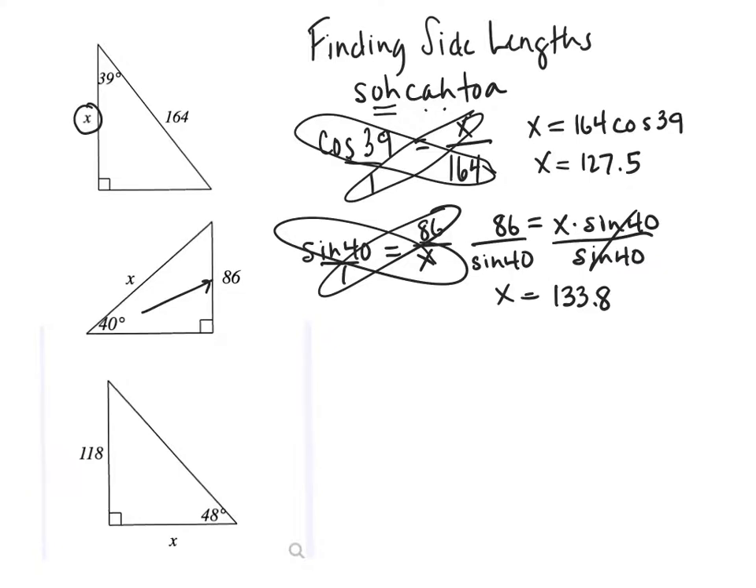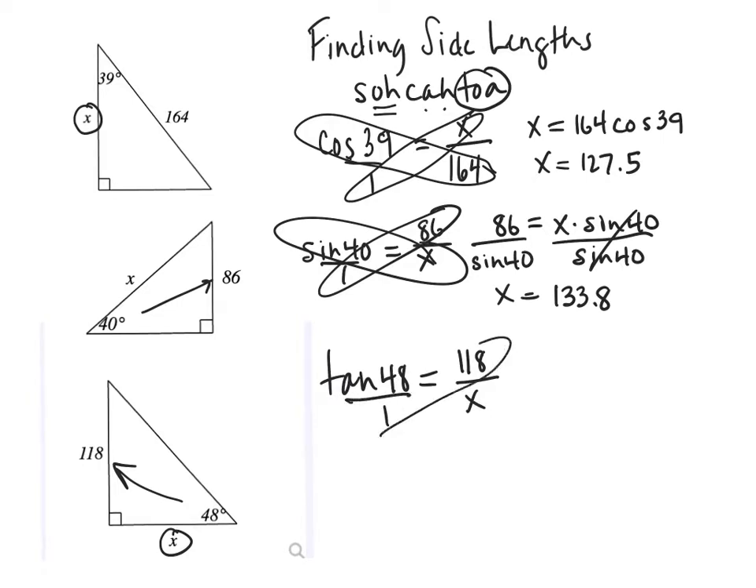Last example, with a 48 degrees, I see that 118 is the opposite. x is the adjacent. Opposite and adjacent, that's tangent. So the tangent of 48 degrees is equal to the opposite, 118, over the adjacent, x. Again, I'll put the tangent of 48 over 1 and cross multiply. 118 times 1 is 118. x times the tangent of 48.